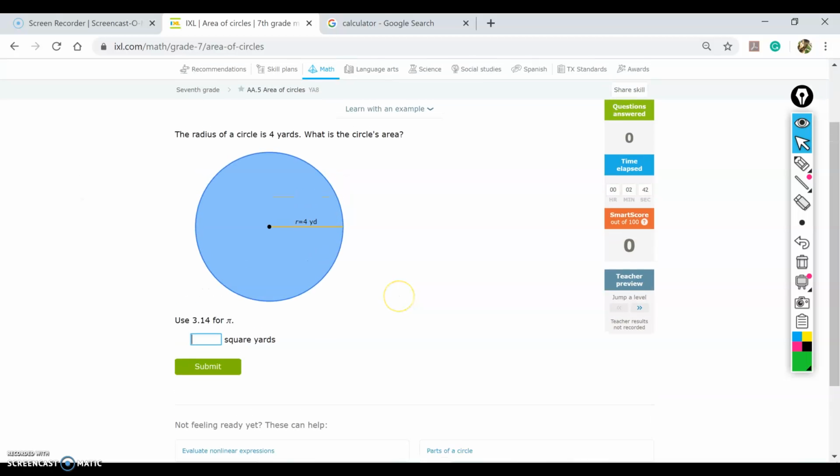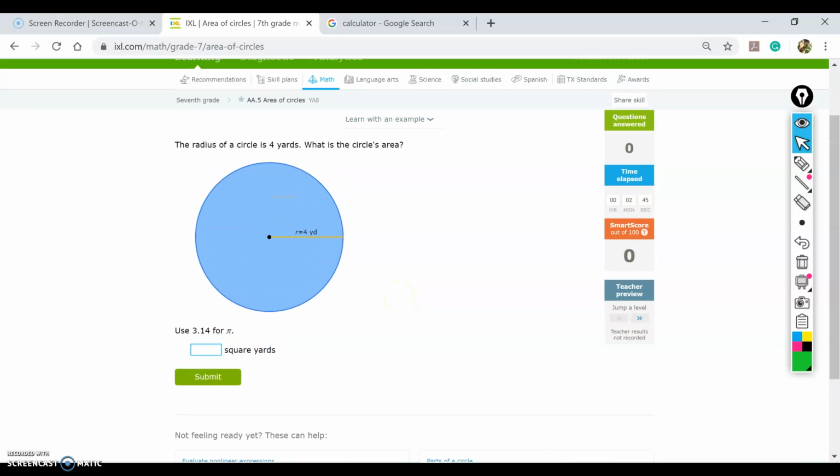Hello students, so on this skill we're going to go over area of circles. The code for this skill is YA8, so make sure that you're working on that skill if you're watching this video.